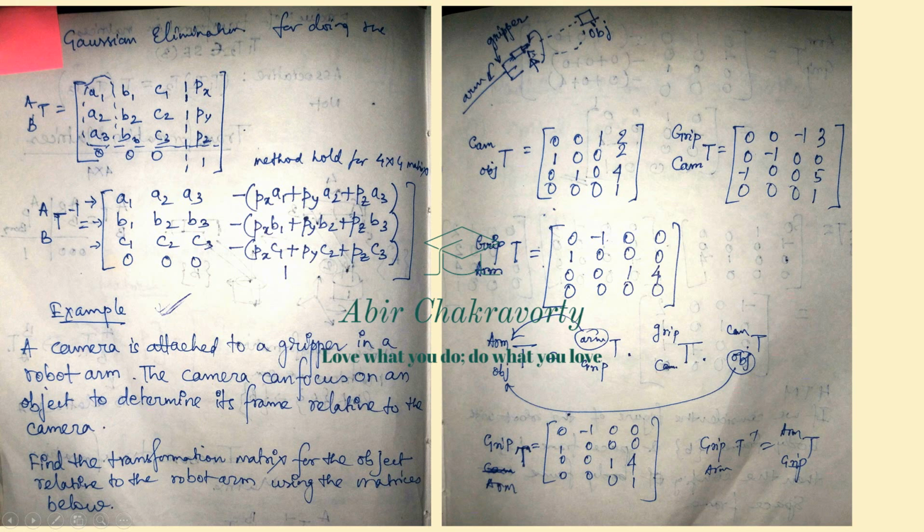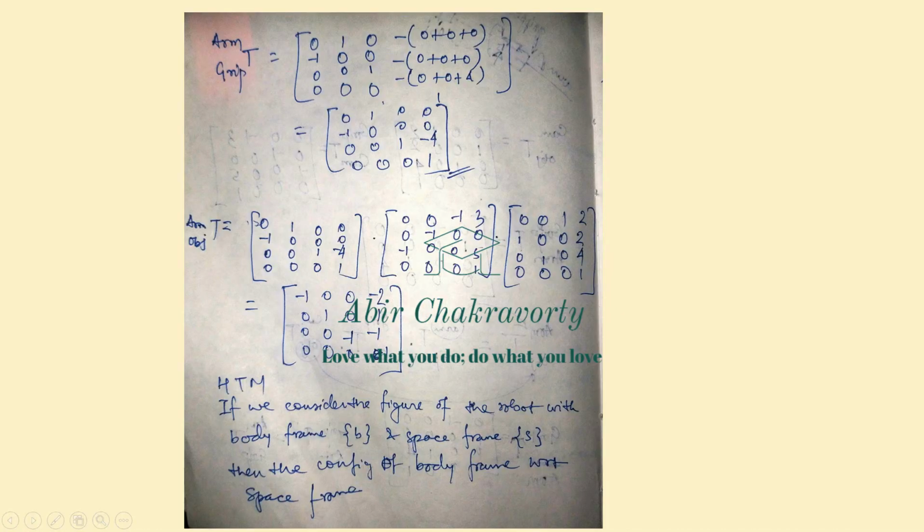which is required and asked in the question. So in this way we multiply such that the like quantity cancels out here, and we get the required transformation matrix. So after doing this matrix multiplication, arm T grip, we get arm T object as this -1 0 0 -2, this 4 cross 4 entire matrix.